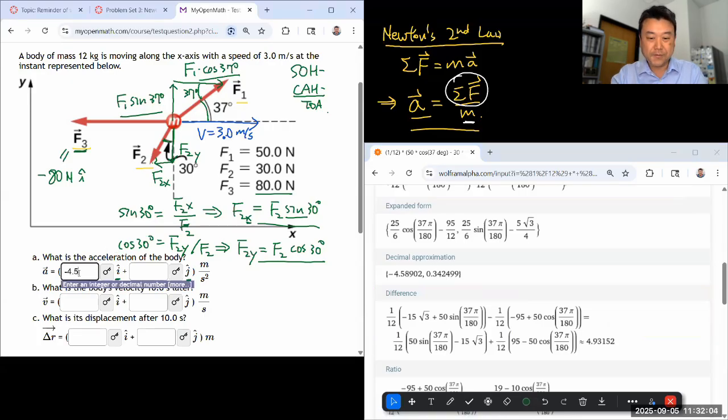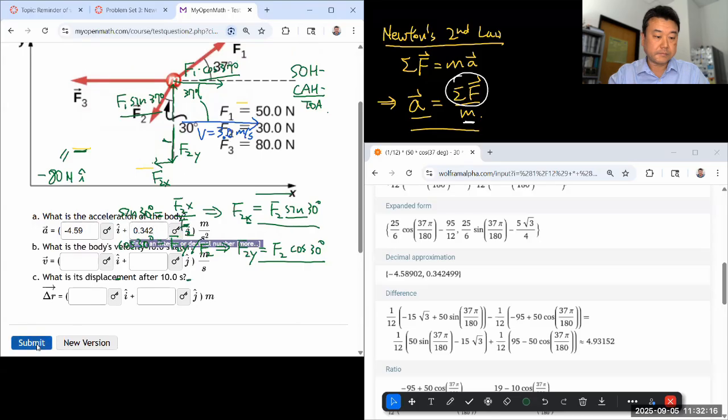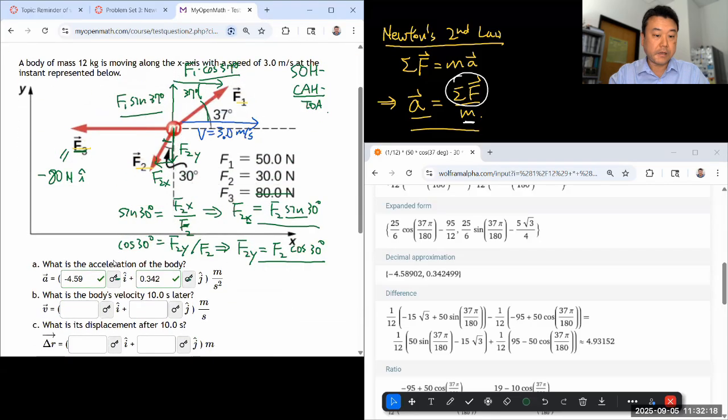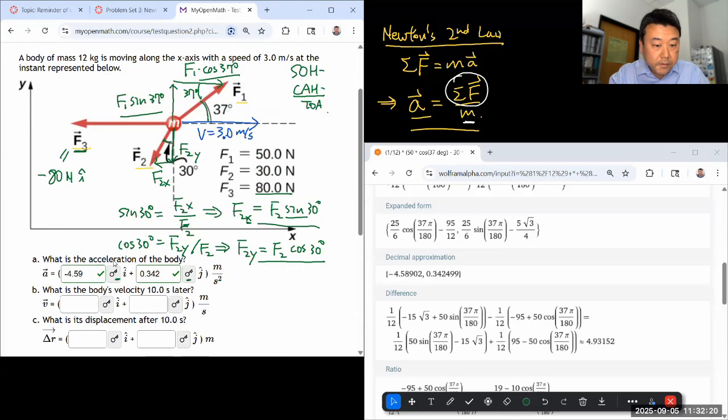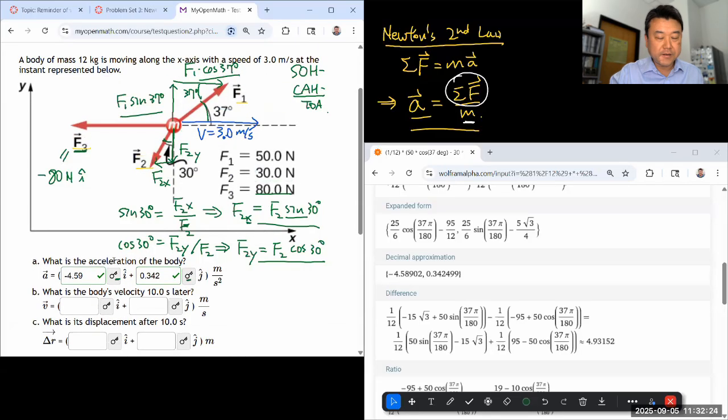Minus 4.589. I'm keeping on x. Well, actually, I guess I can round it to 3. Minus 4.59. And then 0.342. Good. Let's keep going. Wait, where? Oh, I see. Those I and J moved. Let me just erase this.